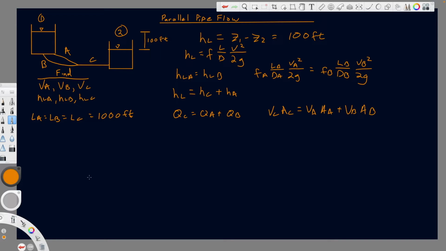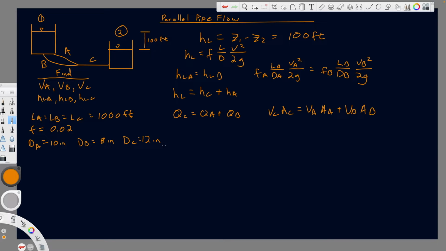Okay, so we also will give it, let's say everything's the same material, so the friction factor we'll say is 0.02, and then we'll say the diameter of A is 10 inches, diameter of B is 8 inches, and diameter of C is 12 inches. Okay, that way it'll give it some different characteristics so that we'll have some different flow rates between the two. Otherwise it'd be equal between the two.